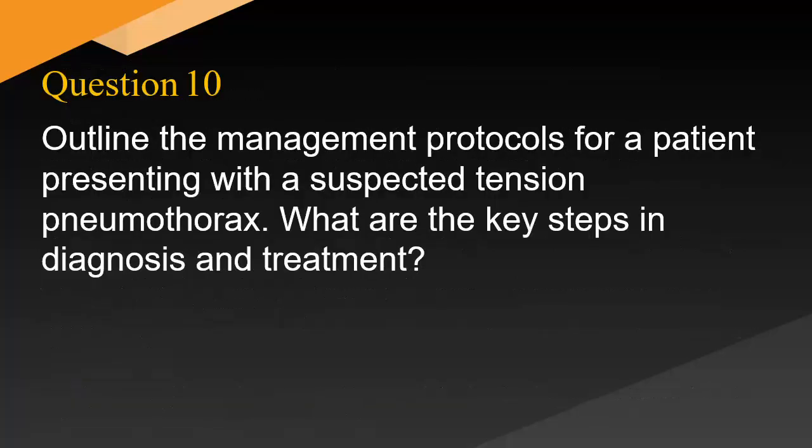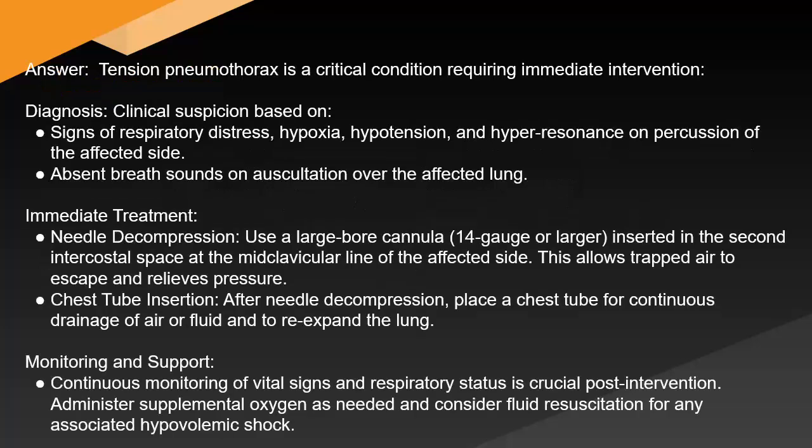Outline the management protocols for a patient presenting with a suspected tension pneumothorax. What are the key steps in diagnosis and treatment? Answer: tension pneumothorax is a critical condition requiring immediate intervention. Diagnosis: clinical suspicion based on signs of respiratory distress, hypoxia, hypotension, and hyperresonance on percussion of the affected side, absent breath sounds on auscultation over the affected lung.